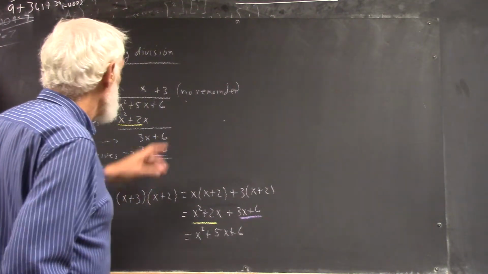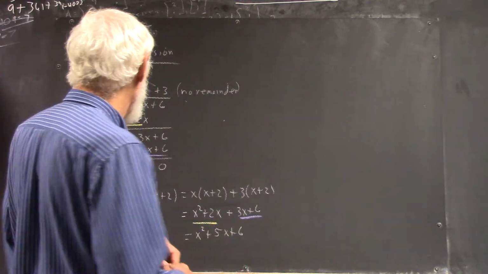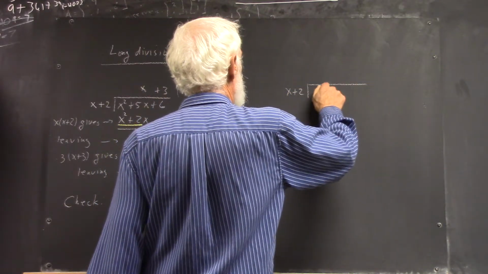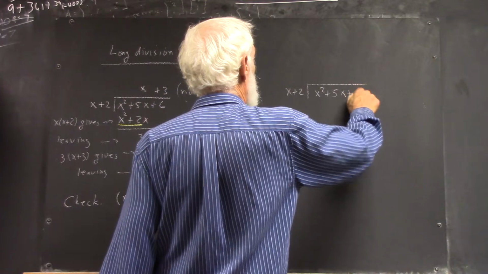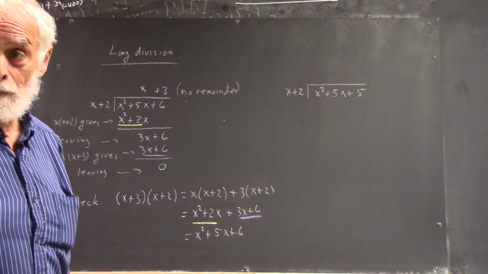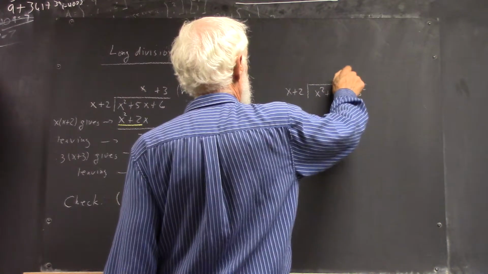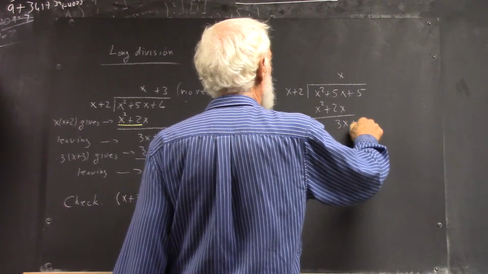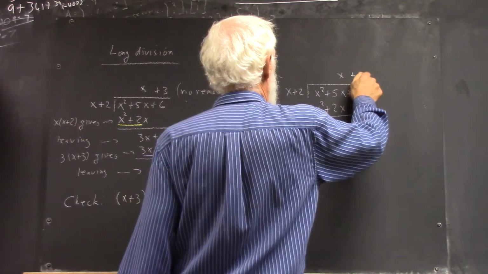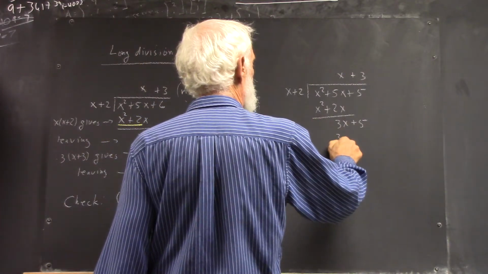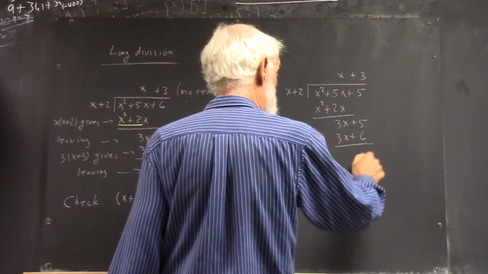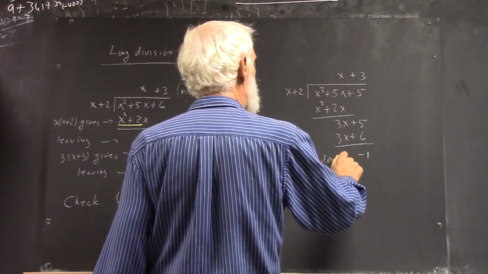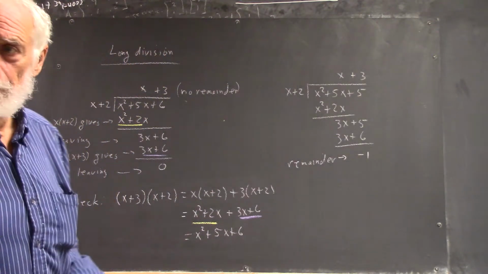Okay. So that's long division. Now there's another thing. If I do it quickly here, x plus 2 into our x squared plus 5x plus 5. Okay? Well, that's going to give us x. We're going to get x squared plus 2x. It's going to leave us 3x plus 5. And we're going to multiply by 3. But now we're going to get 3x plus 6 as we did before. And the remainder is -1. Okay?